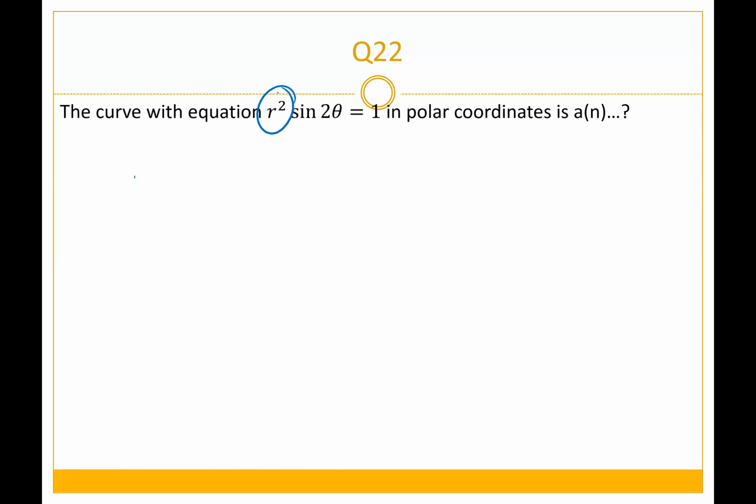But here, when it comes to something like r multiplied by a function of theta equal to some constant, it's usually easier to put it in a Cartesian equation.